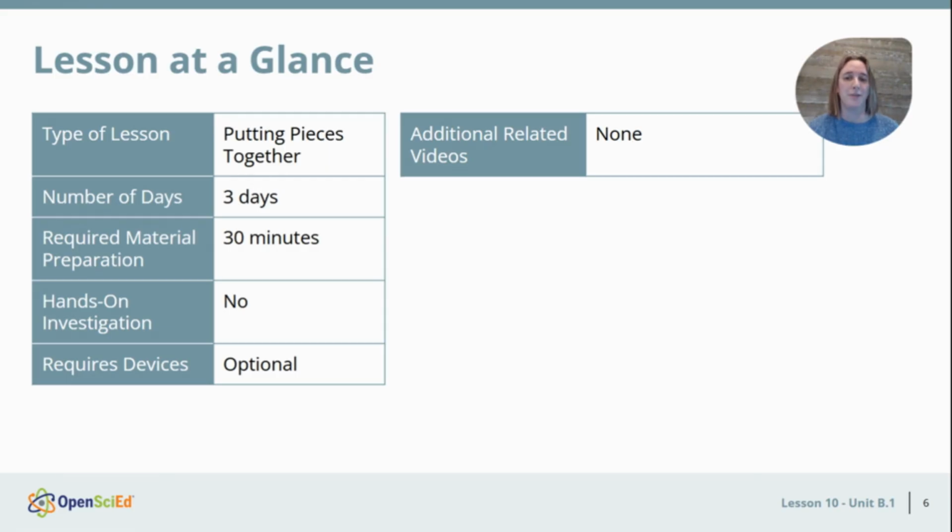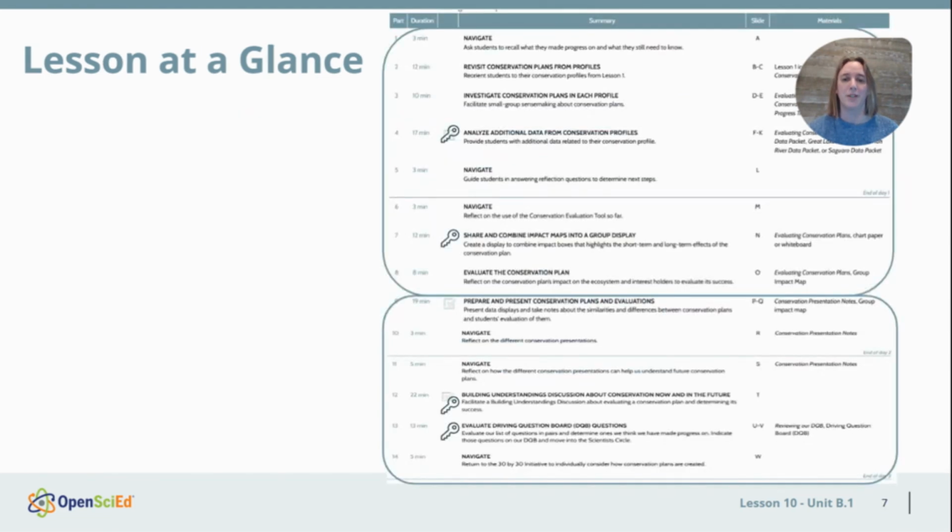I use digital copies of the evaluation conservation plans, the conservation presentation notes, and the conservation plan data packet documents, and printed and laminated copies of the storyboards for each conservation plan. There are no videos used in this lesson. There are 2 big chunks in this lesson. Let's discuss what's happening in each.